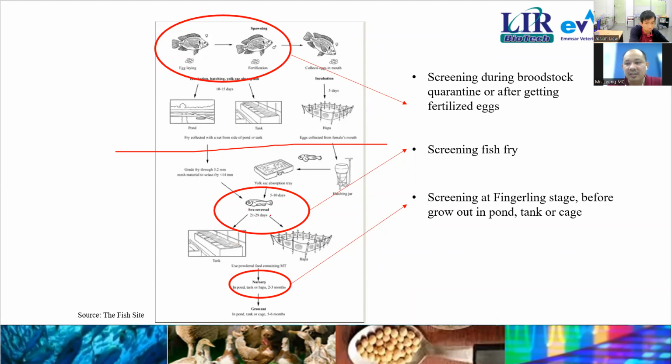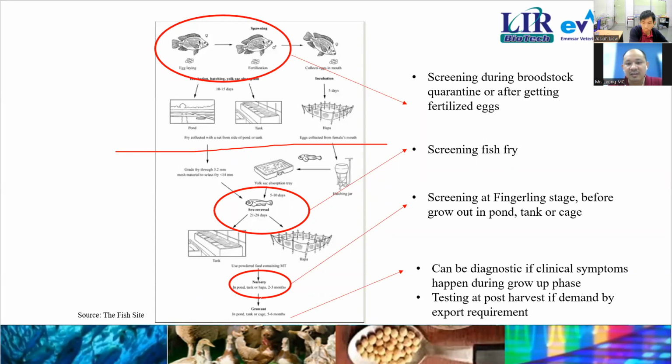it can also be screened for the presence of disease. If it is free from disease, then during the culturing period you will have a higher chance of success and a lower chance of disease infection, because we ensure the stock that you're putting in is clean.